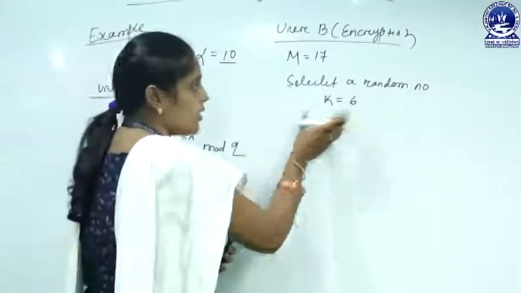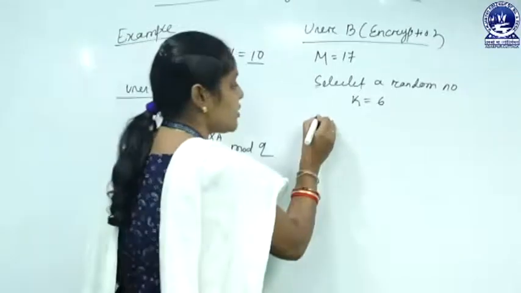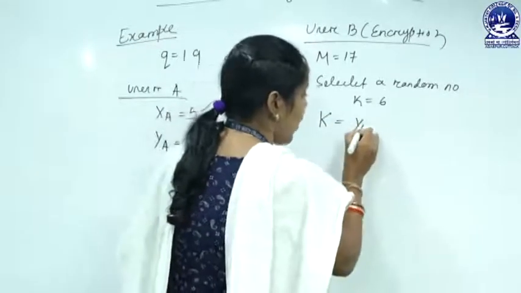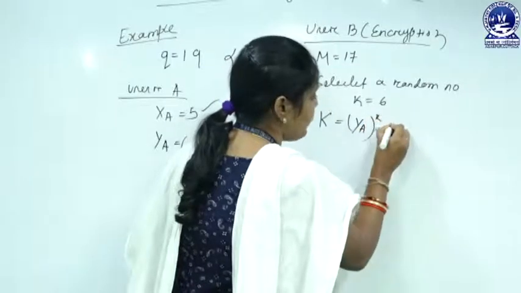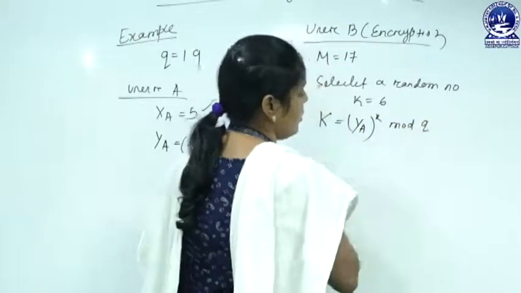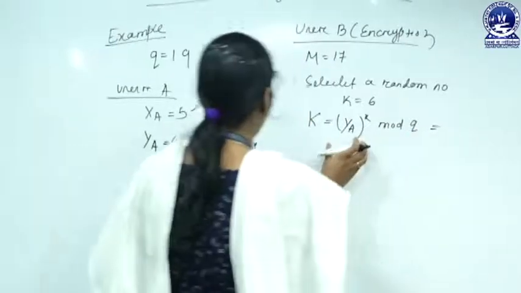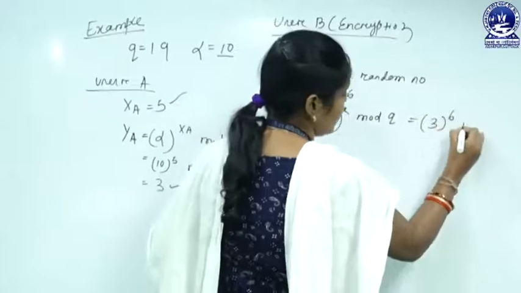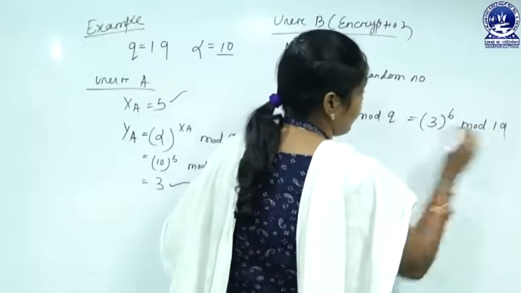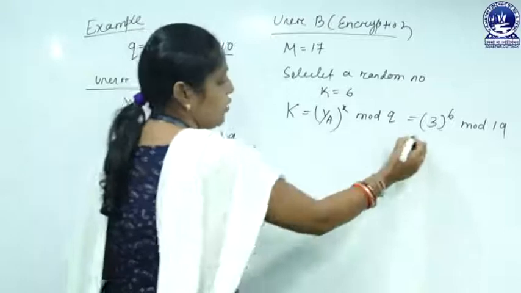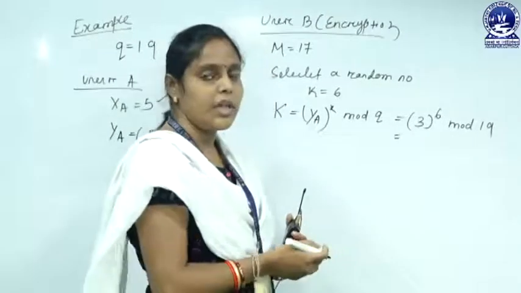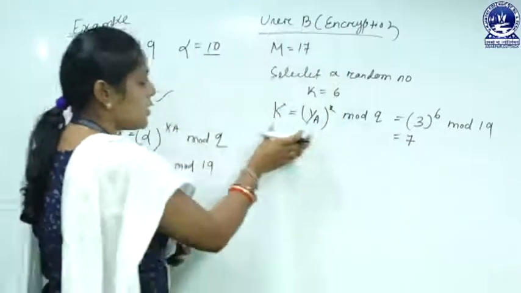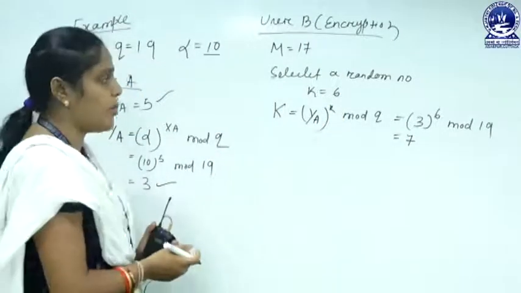After selecting this random number, it calculates the secret key, that is K, which is equal to ya to the power k mod q. That is equal to, here the value of ya is 3. That means 3 to the power 6 mod 19. When you calculate this value, you get the result, that is 7. That means here the secret key value is 7.